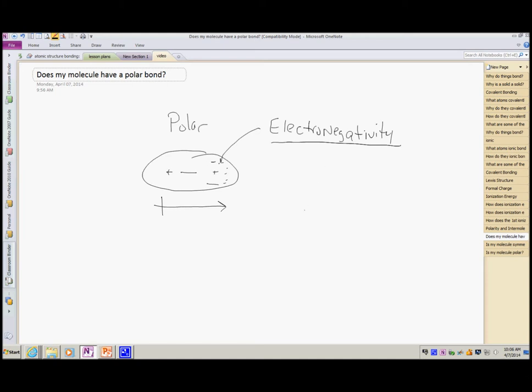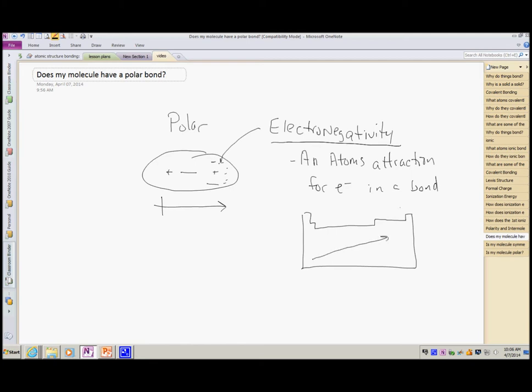Okay. Now that means we have a highly electronegative atom, and electrons are being dragged from one side of the highly electronegative atom versus the other one. So electronegativity is defined as an atom's attraction for electrons in a bond. Electronegativity, just so you know, increases to the upper right-hand corner. They all have values, but the big ones are nitrogen, oxygen, and fluorine.